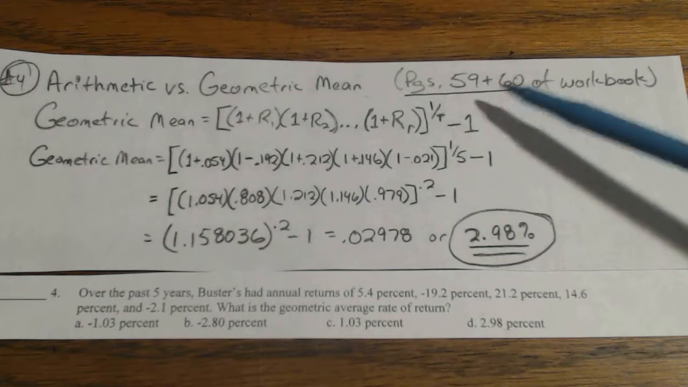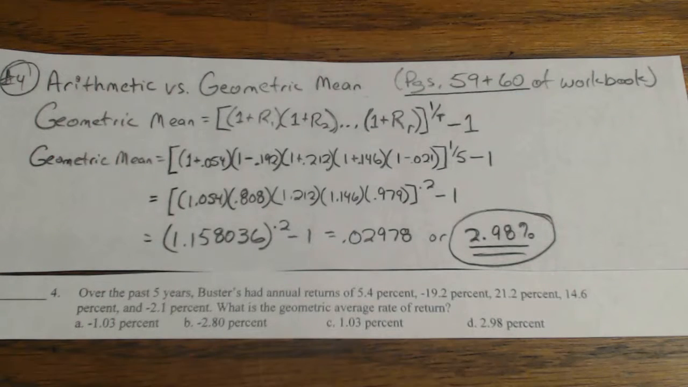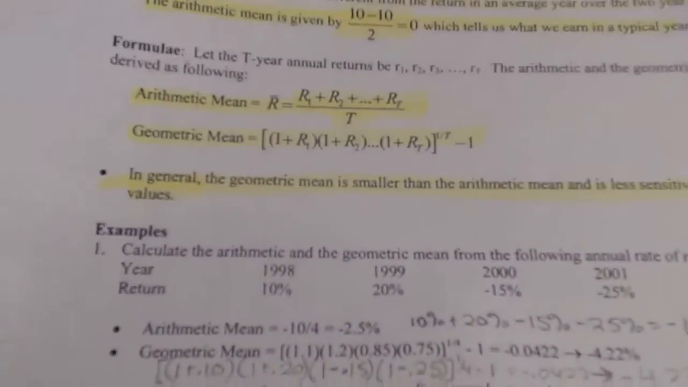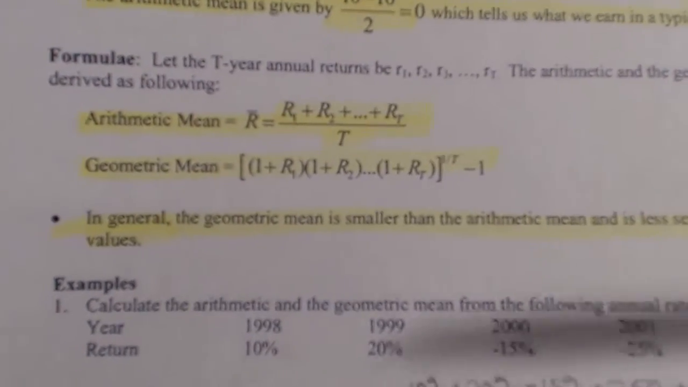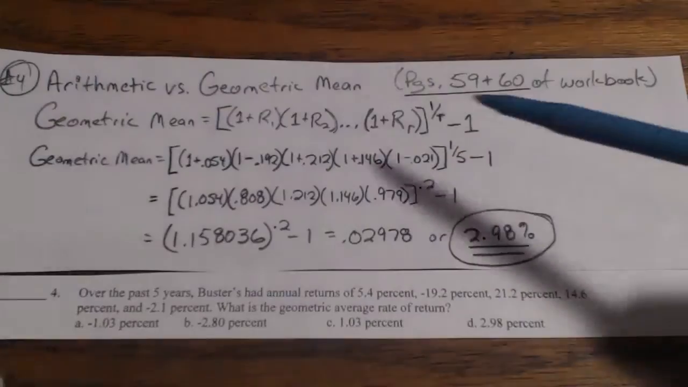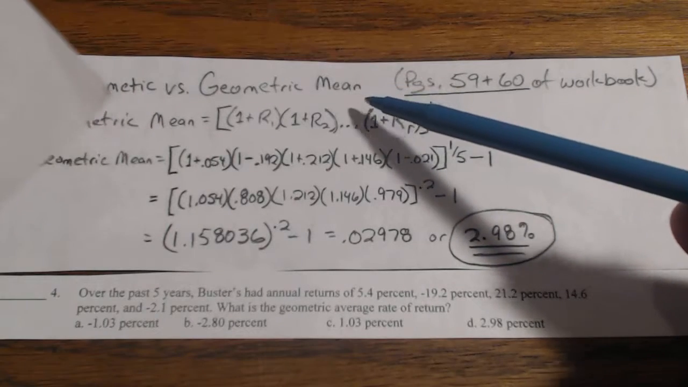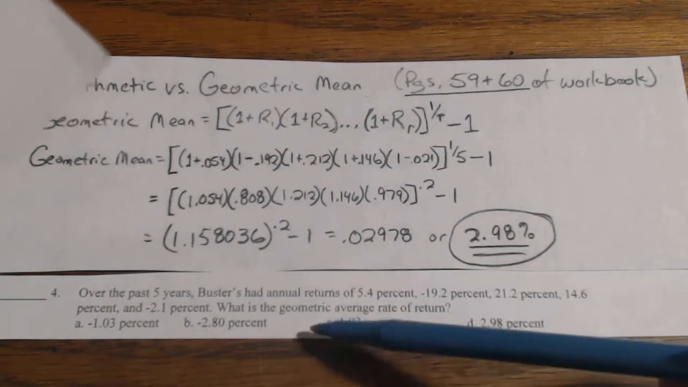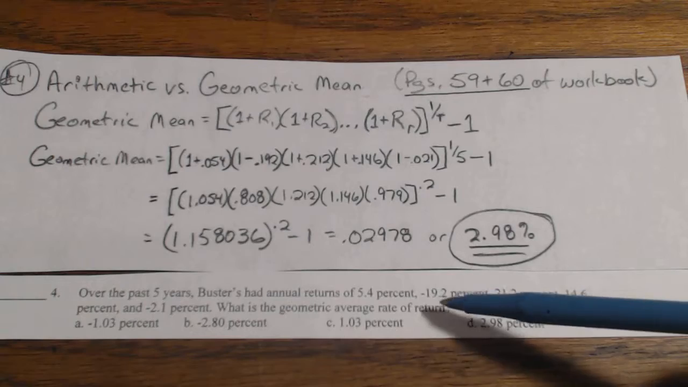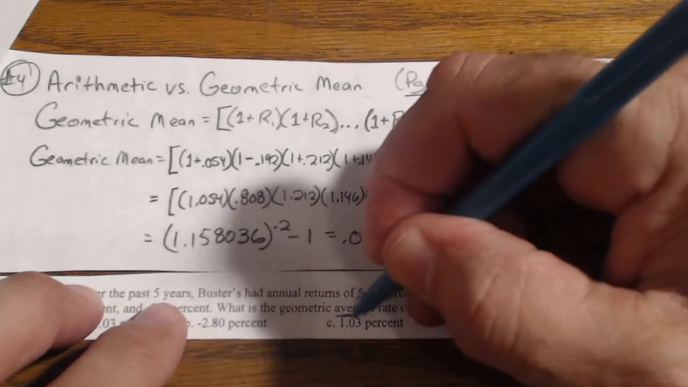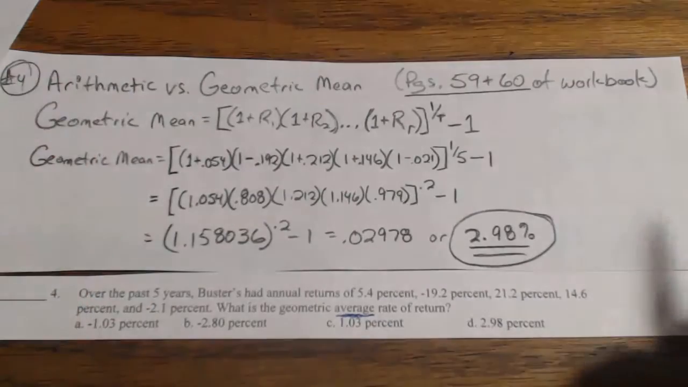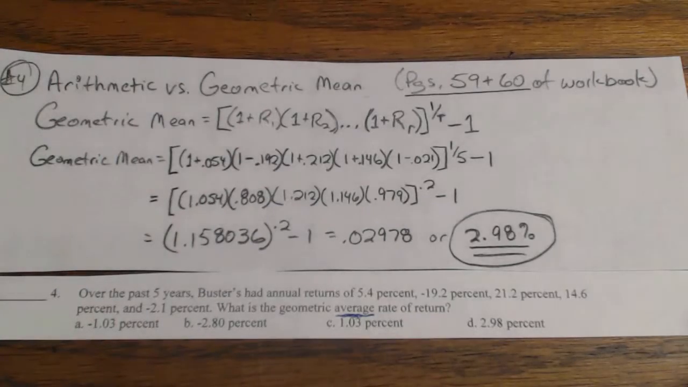And I say on page 59 and 60, it talks about geometric and arithmetic rate of return. We'll go over that just real quick so you just remember. There's two different, excuse me, not rate of return. I keep saying rate of return. It's mean. It says, what is the geometric average rate of return? Average means mean, right? So what is the geometric mean? He uses different words in these things to try to confuse you.